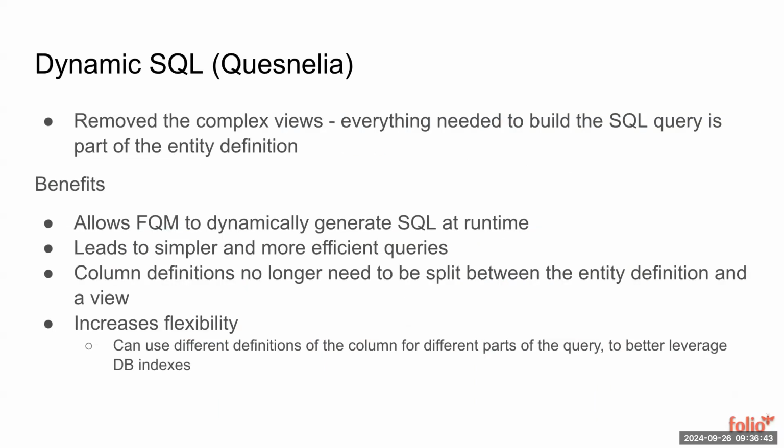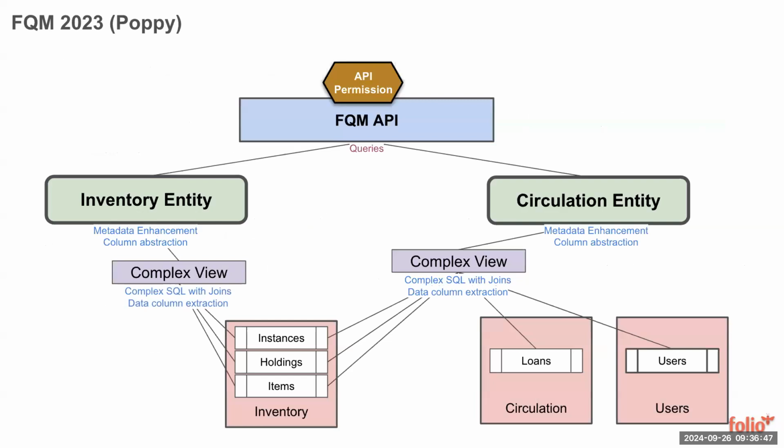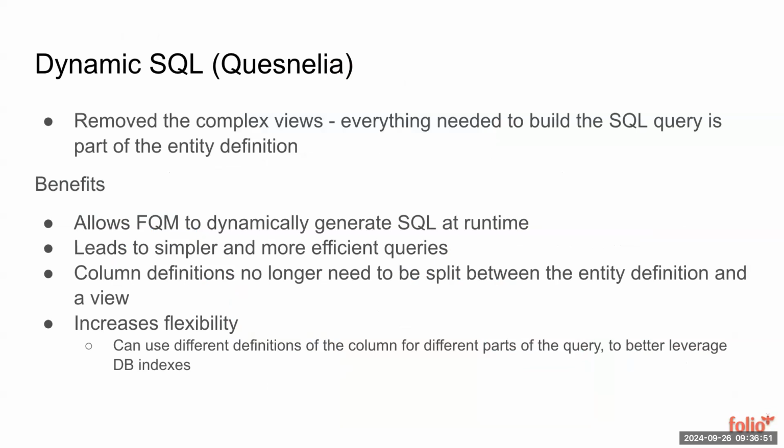So with Cosnelia, we've removed this complex view in the middle. So it no longer needs to do that. And what does it do now? We have dynamic generation of the FQM queries. So the benefit of doing that is that we have more granular composition of the query that generates the entity. And the definition of that is completely contained within the entity definition.